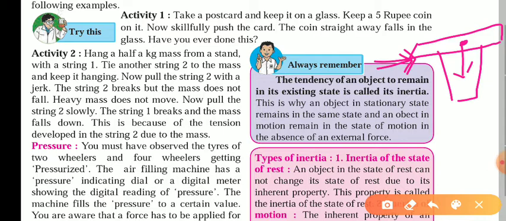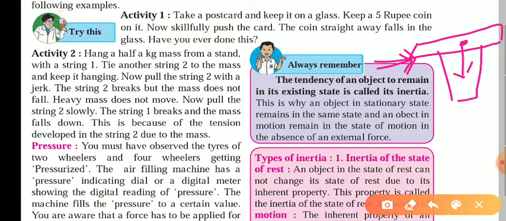Another example, one you might have experienced in your day-to-day life: if you are traveling in a bus and standing, and the bus is moving and suddenly the driver applies the brake, you lean forward, in the direction in which the bus was moving. Why is this happening? Because the bus is stopping after the brake is applied, but your body tries to remain in the same state of motion, and due to that we go forward.